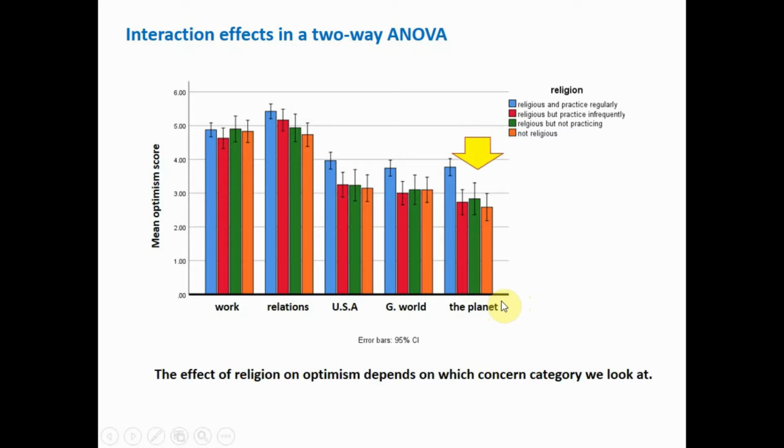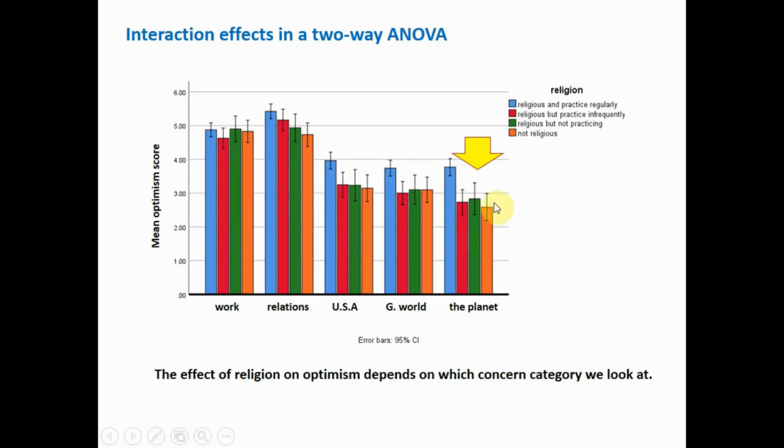And if we look at the pattern here, do you see a pattern? I do. I see that religious and practicing frequently are more optimistic than the other three, and there doesn't appear to be too much difference between these other three groups of religiosity. This one certainly stands out. So it kind of goes like this. That's kind of the pattern.